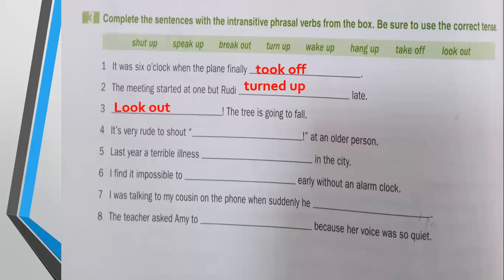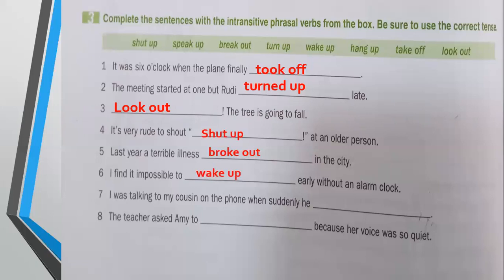It is very rude to shout. So shut up. Okay, at an older person. Last year a terrible illness in the city spread. انتشر. أعطيني phrasal verb بمعنى انتشر. Excellent. Broke out. I find it is impossible to early without alarm clock. So it is impossible to wake up or get up early without an alarm clock.